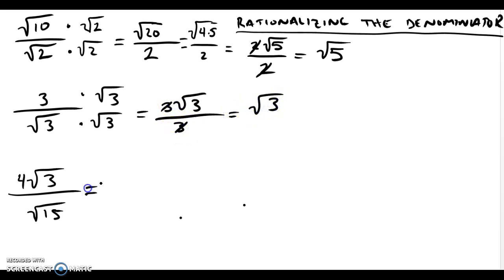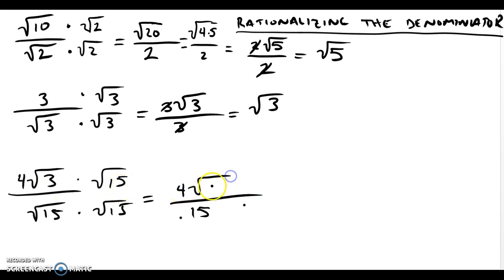On the bottom, we're going to multiply, well, whoops. I don't want the equals yet. I want to multiply the bottom and top by the square root of 15. Square root of 15 times the square root of 15, 15. And the square root of 3 times the square root of 15, we have the square root of 45.